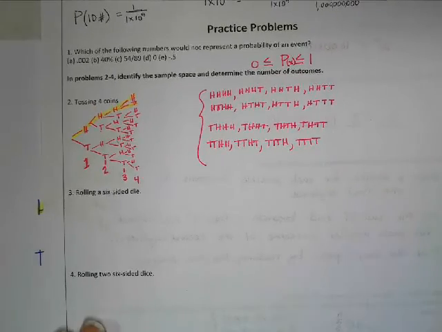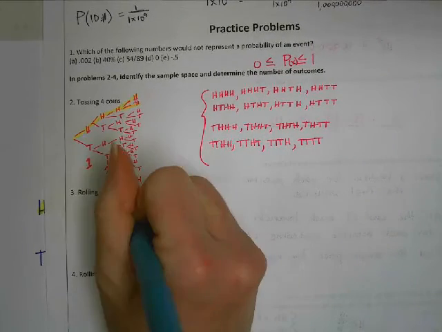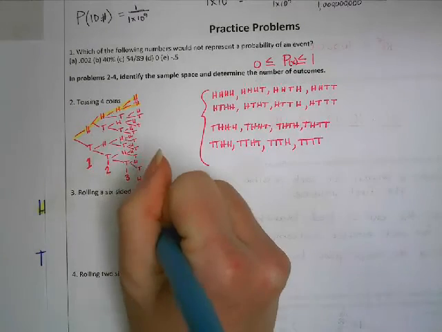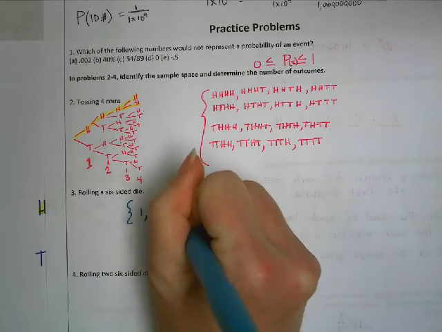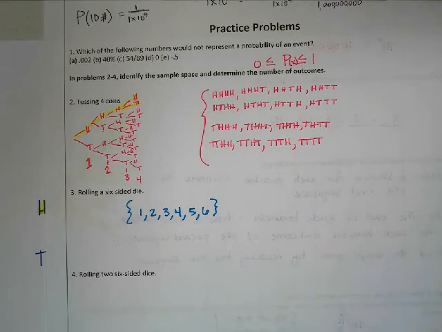All right, so rolling a six-sided dice, our sample space, what are the possible outcomes? Well, 1, 2, 3, 4, 5, and 6. That's it.